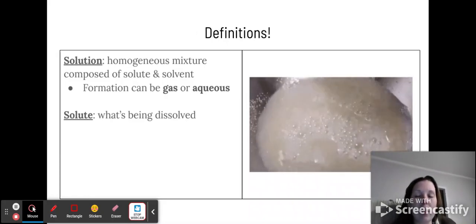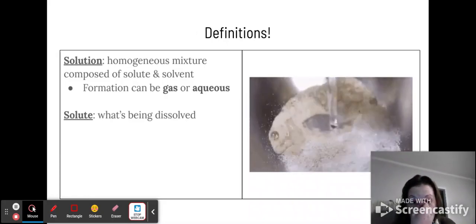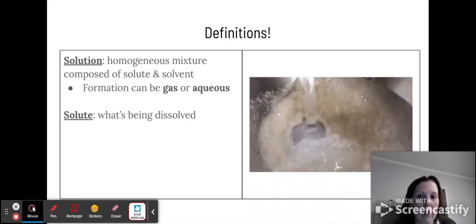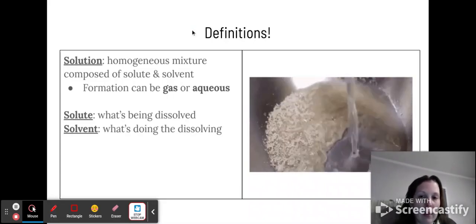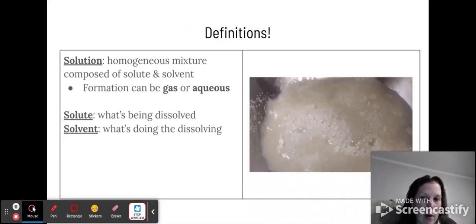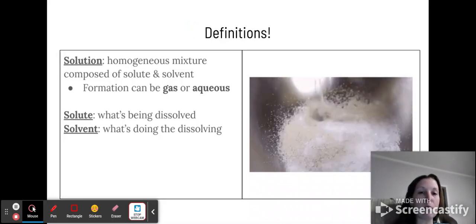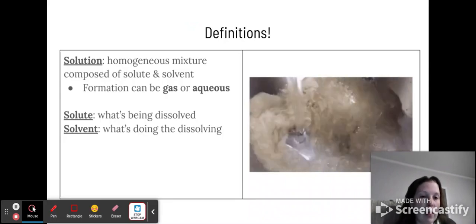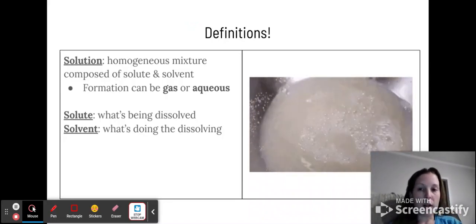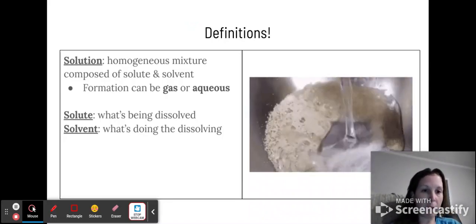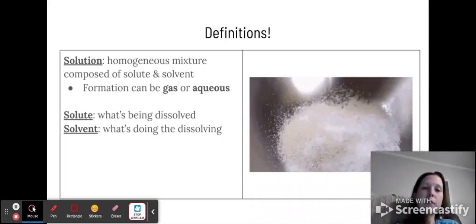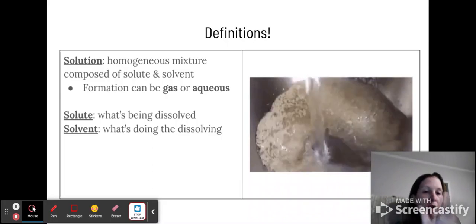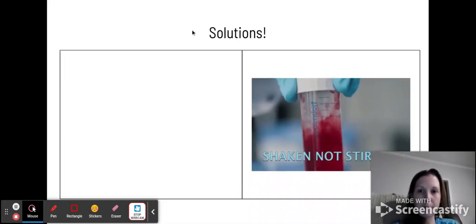So now that we know the definition of a solution, let's break it down a little bit further into solute and solvent. So solute is what is being dissolved. So in this GIF here, it's the powder that's in the bottom. And then the solvent is what's doing the dissolving. So that would be the water here. Water is actually known as our universal solvent because it does dissolve a lot of compounds based on all the properties that water has.